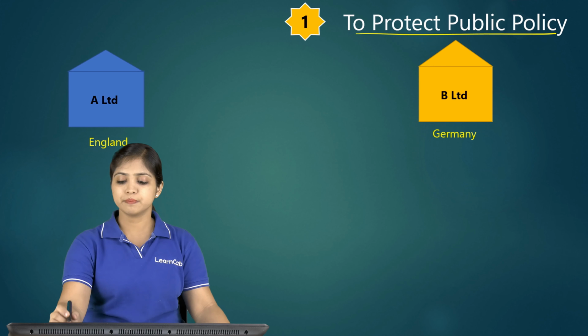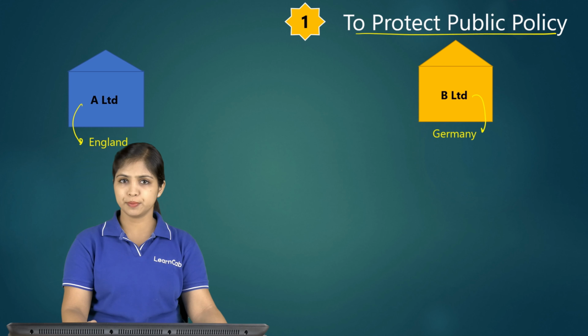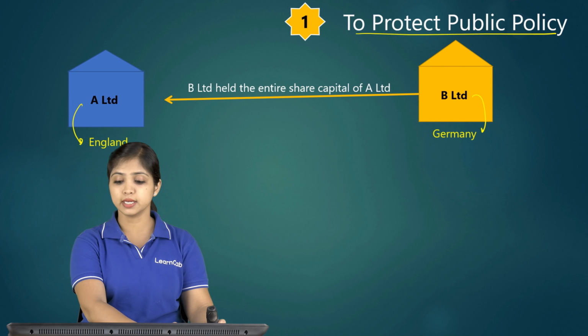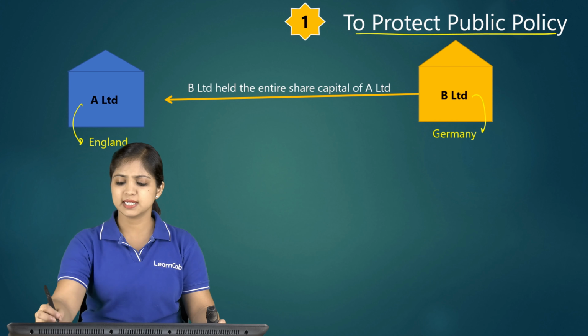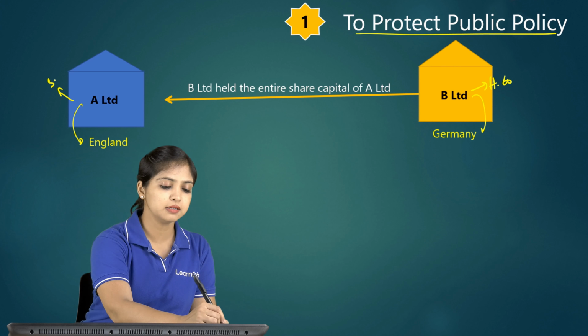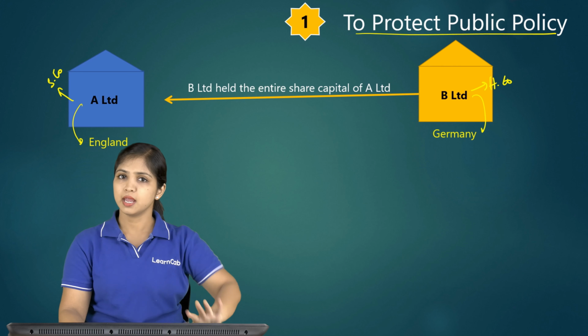Alright, come on. The first circumstance in which I lift the corporate veil is to protect public policy. Let me give you an example over here. There were two companies, A Limited, which was incorporated in England, and B Limited, which was incorporated in Germany. Now, A Limited's entire shareholding was held by B Limited. So basically, B Limited is the holding company of A Limited, and A Limited is a subsidiary company of B Limited. B Limited held all the shares of A Limited.